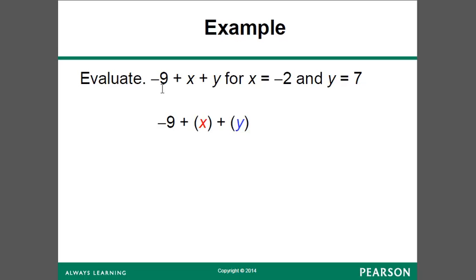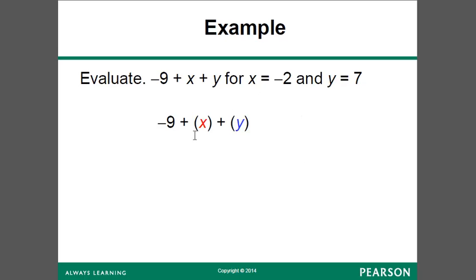Here, I want to evaluate negative 9 plus x plus y for x equal to negative 2 and y equal to 7. Notice that where I dropped down here, I said negative 9 plus, and then I put parentheses around the x and the y. This is going to become very helpful for you to get into a habit of. Anytime that you have a variable, put those variables in parentheses, especially when you're dealing with integers, because it will help you know what happens when you have a negative sign.